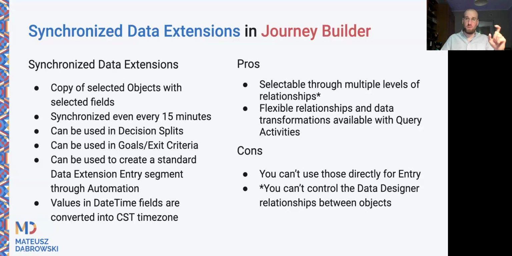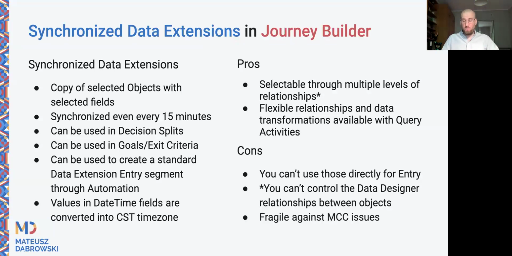And because those are only one relationship between the objects, you can sometimes get broken relationships. For example, you are going from contact to user and from user to case, which of course won't allow you to connect the contact to the case using the data designer. That doesn't matter for the SQL queries, but it does matter if you want to use it for the decision splits or goal exit criteria.